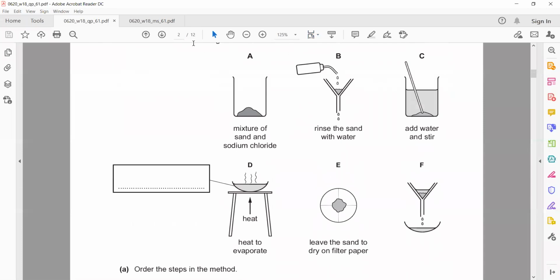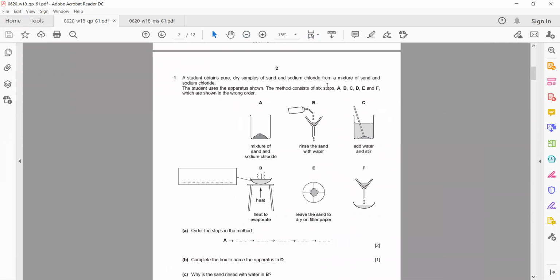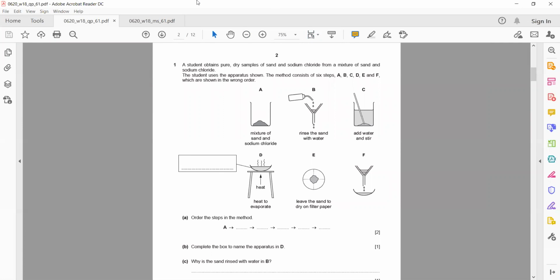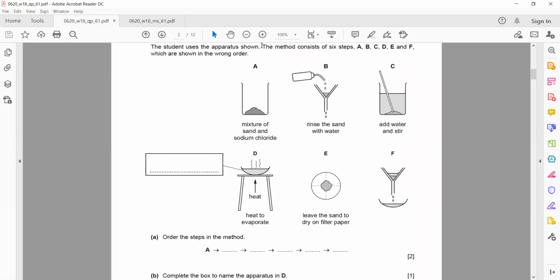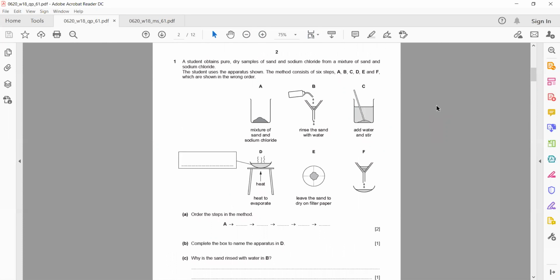The order of the steps. What should be the order of the steps to obtain sand from water, or separate the sand from water? What should be the order? Like which step should be first?